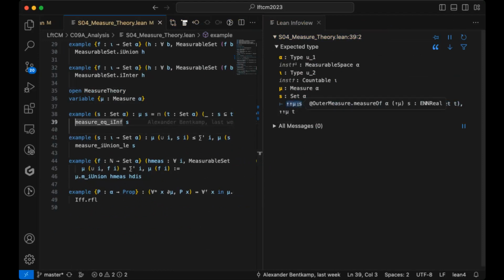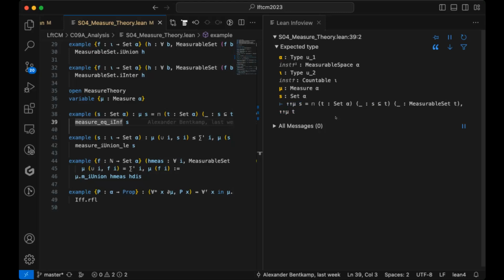Well, it's an ENNReal. So that's extended non-negative real number. So this is a real number from 0 up to and including infinity. Okay, so that's the correct place where a measure should take values. It's a little bit surprising here that I haven't assumed S is measurable at first, at least if you're not used to the way we do things in Mathlib, because we're taking the measure of a non-measurable set.